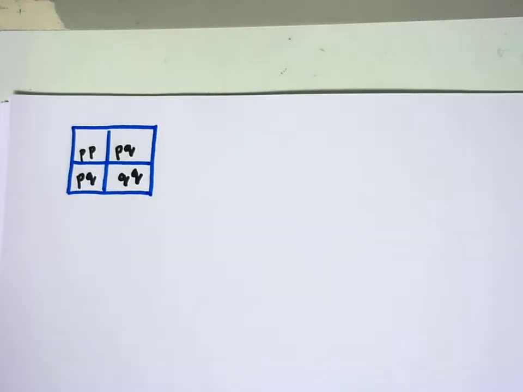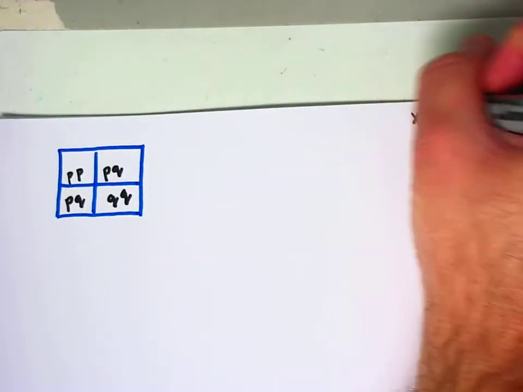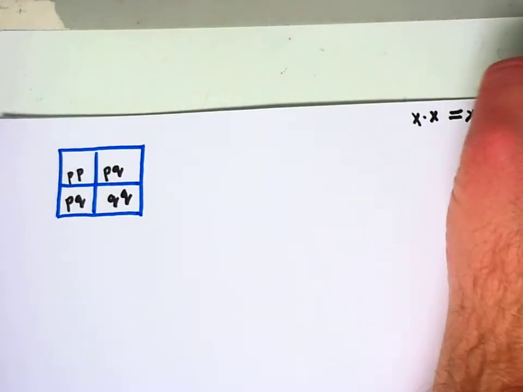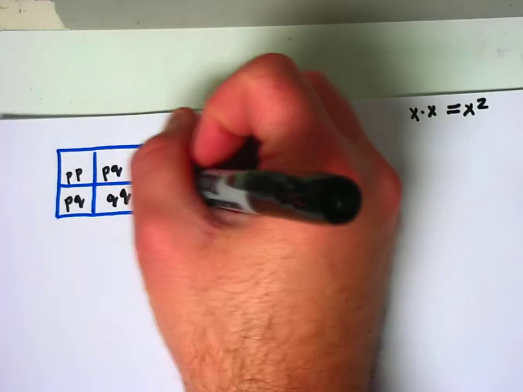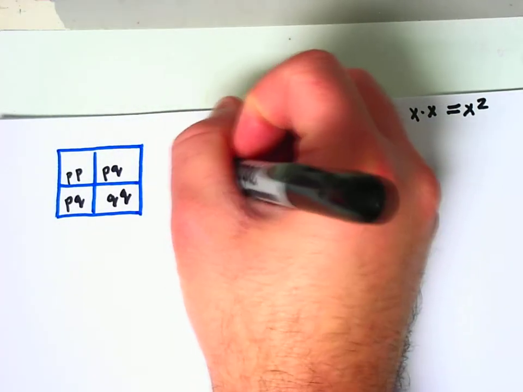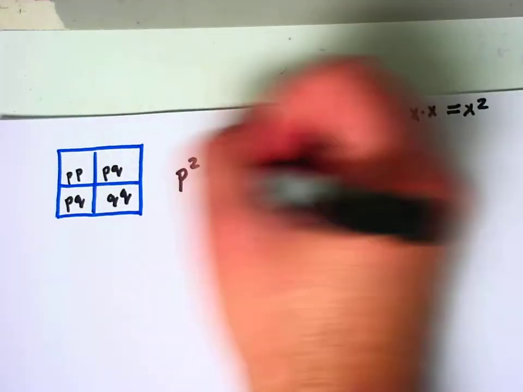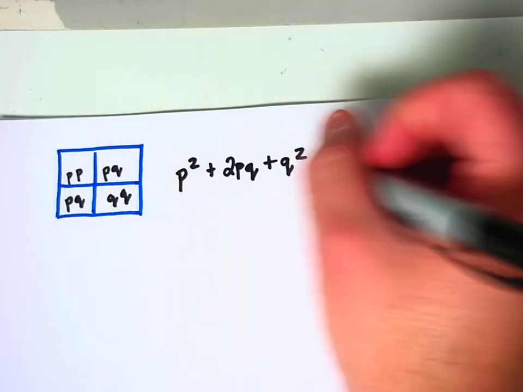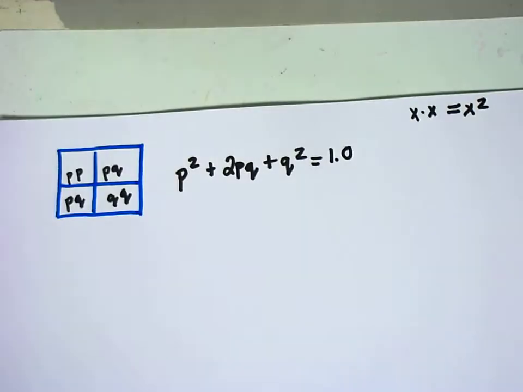Okay. Now, in math, you know how you might say x times x? Well, what could you really just say? Okay, x squared. Good. We got that from algebra, right? So instead of p times p, we're just going to say p squared plus 2pq, plus this q squared right there. And we said the sum of all of these would have to be equal to 100%, which would be the number 1.0, changing that into decimal form. Right?